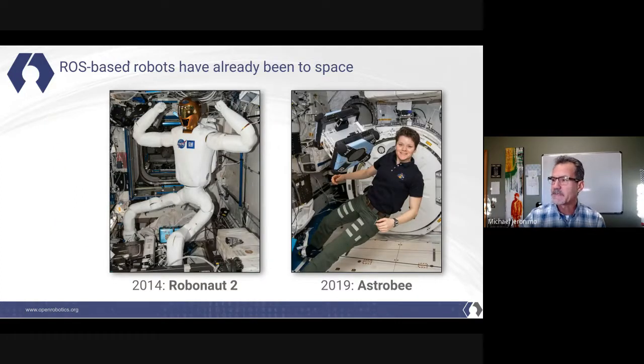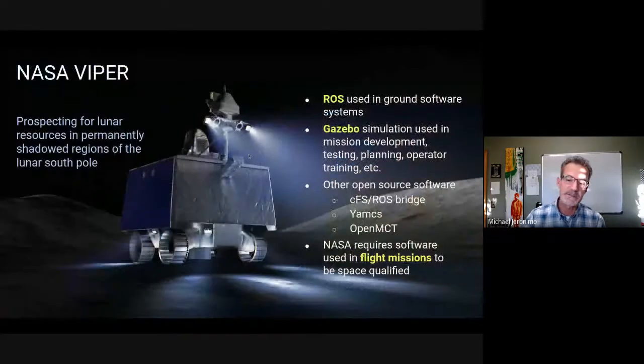ROS itself has actually been to space a couple times, in Robonaut 2 and Astrobee. These were limited circumstances. They made safety cases for that. On the right, you can see the Astrobee free flyer that can host science experiments on the ISS. And also there was Robonaut 2. So a little bit of ROS already coming into space in those limited situations.